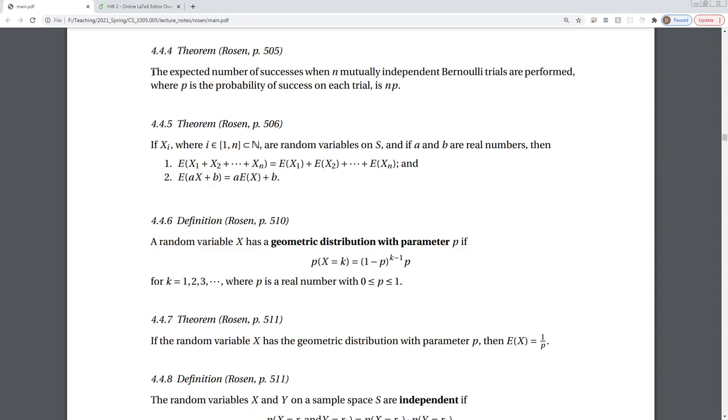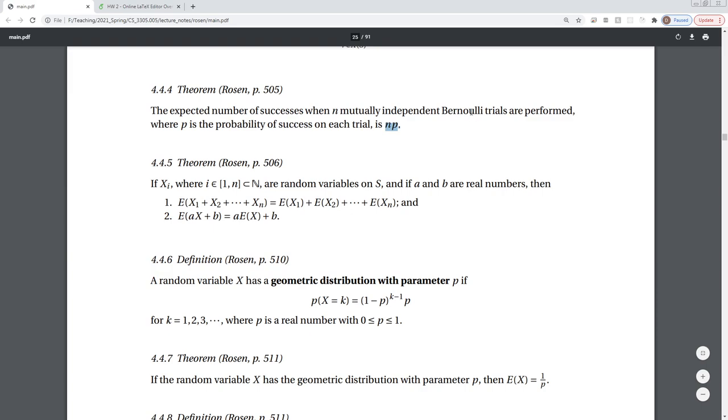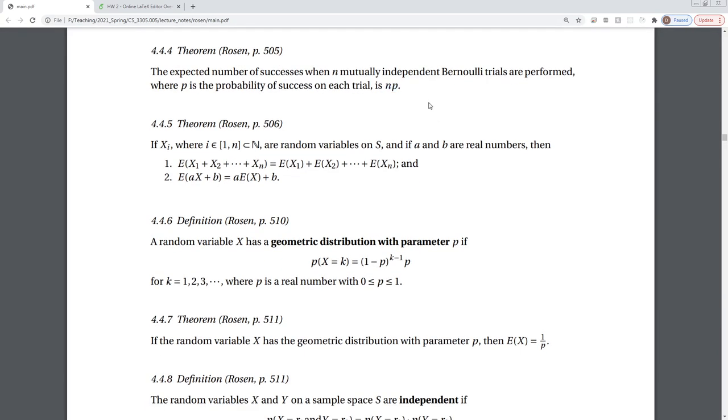Okay. So the next theorem: the expected number of successes when we run n mutually independent Bernoulli trials, 50-50 coin flips, whatever, where p is the probability of success on each trial, is n times p. That makes sense. If you have only two possible events and it's 50-50, then you would expect the value to come up as the number of coin flips, so 100 or 1,000 or whatever, times the probability of each, which is 0.5, or 1/2. So if you flipped it 1,000 times, you would expect to get 500 heads. That's the expected value.